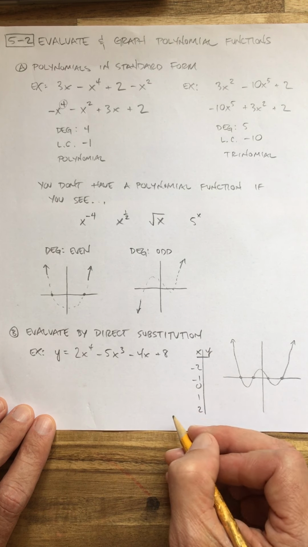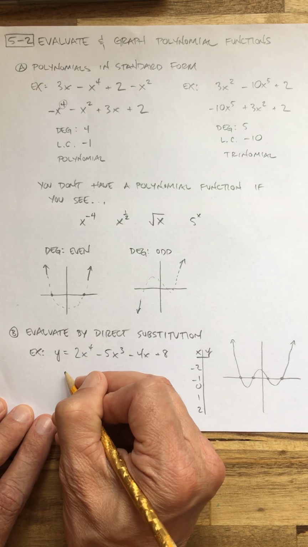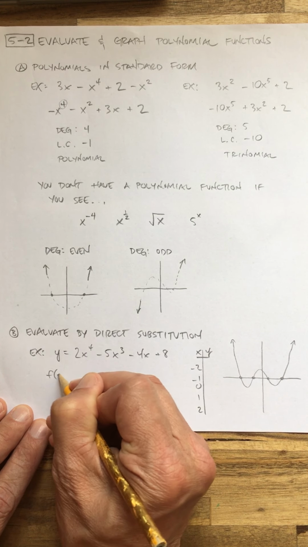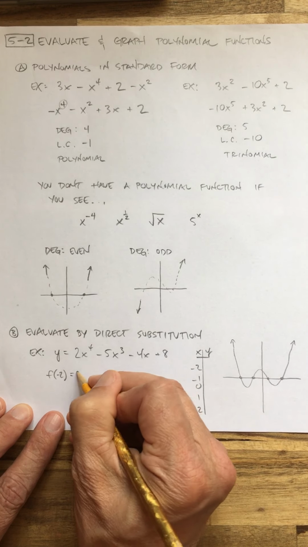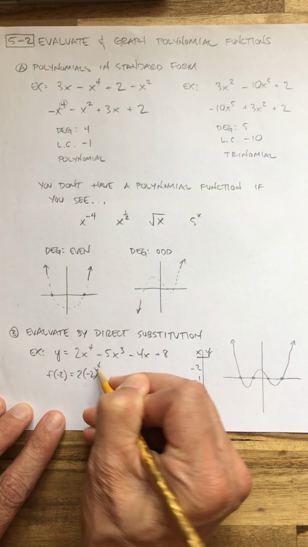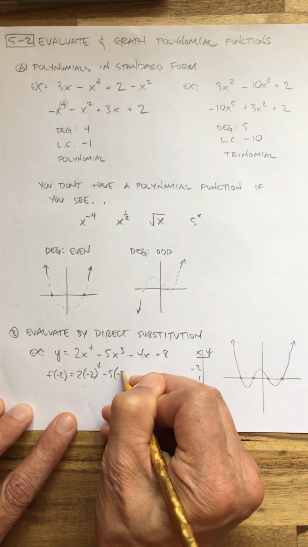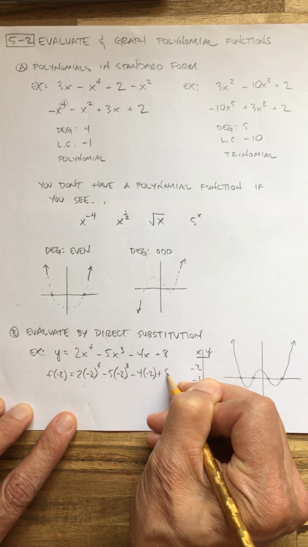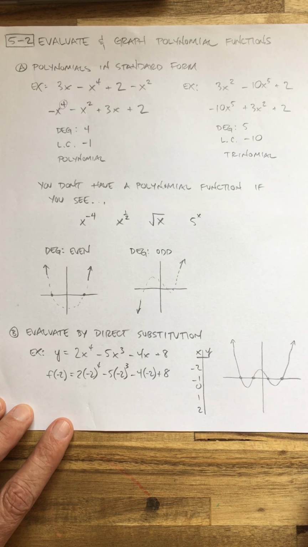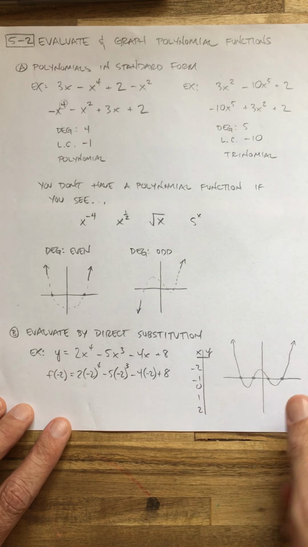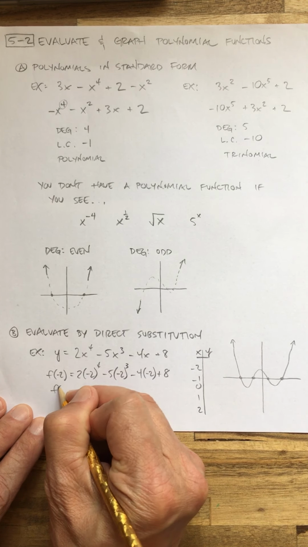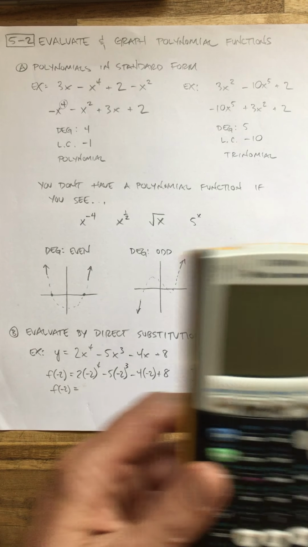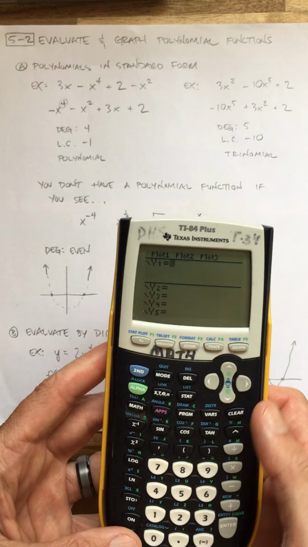So let's plug in -2, see if we could get that. If this is f of -2, that means that we're going to have 2 times -2 to the 4th power minus 5 times -2 to the 3rd power minus 4 times -2 plus 8. I could use my calculator. This will take a second.